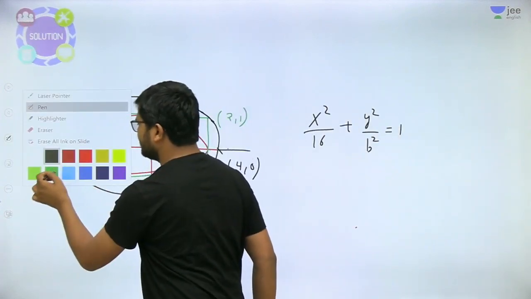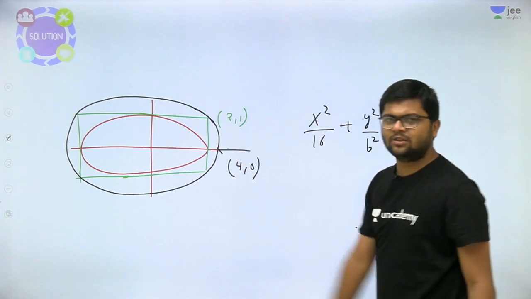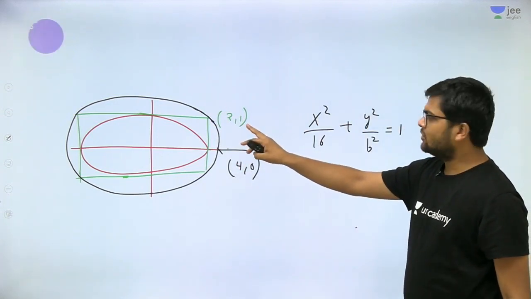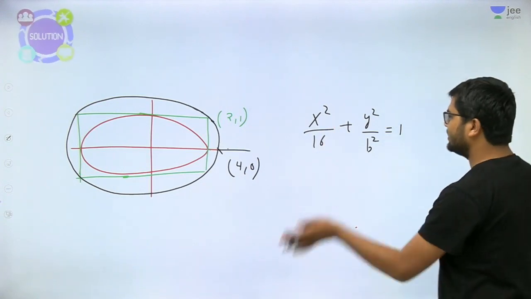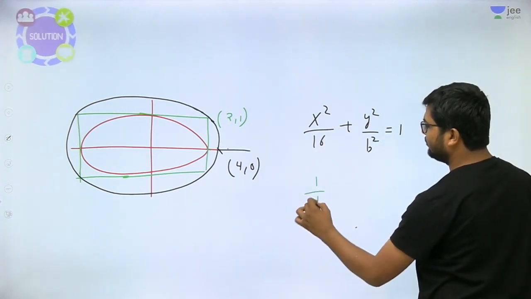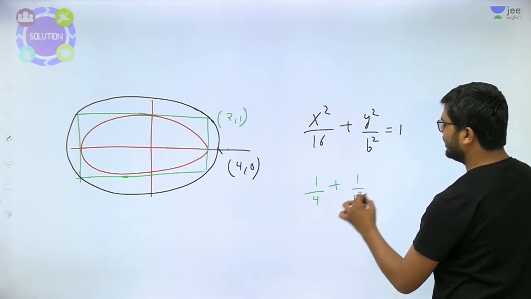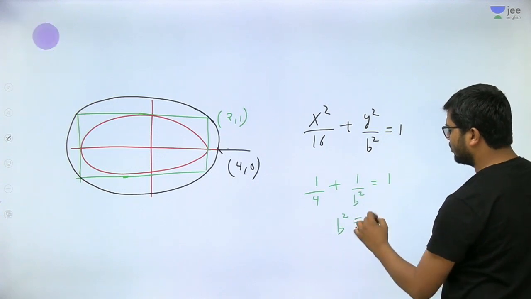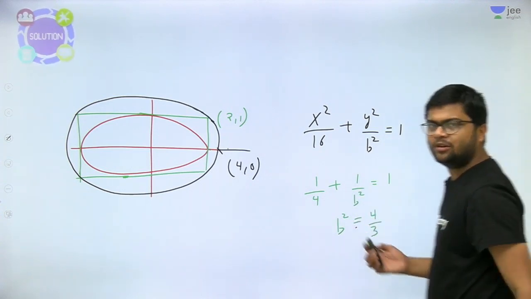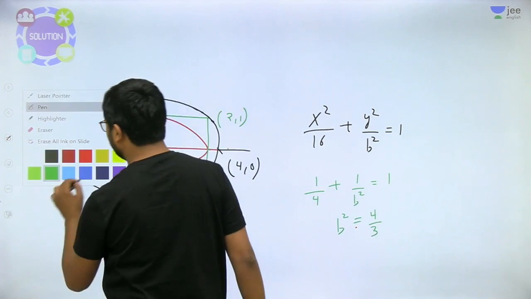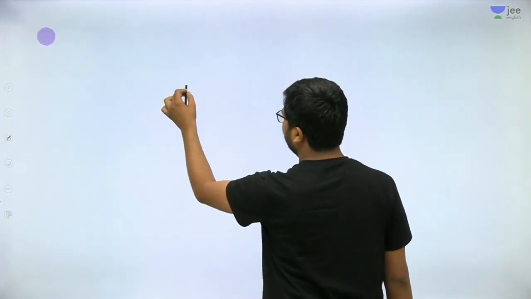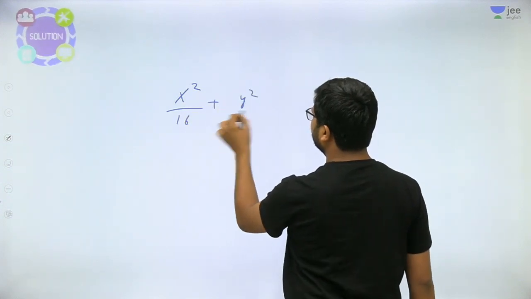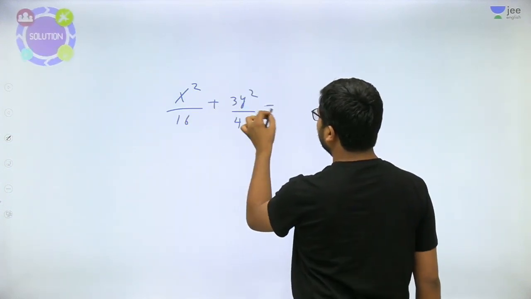Now since this ellipse is passing through this vertex of the rectangle, and that vertex has the coordinates 2 comma 1, just apply the coordinates 2 comma 1 and satisfy the ellipse. It will be 1 by 4 plus 1 by b square equal to 1. So b square will come out to be 4 by 3. Yes or no? Getting my point? So just write these coordinates and you will get the equation of ellipse. So the equation of ellipse will be x square upon 16 plus y square upon 4 by 3 equal to 1.